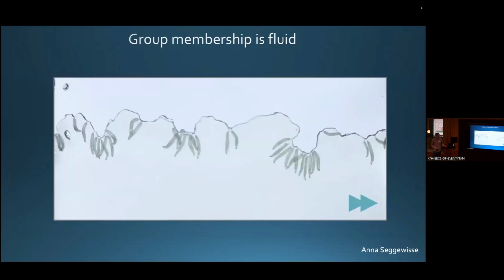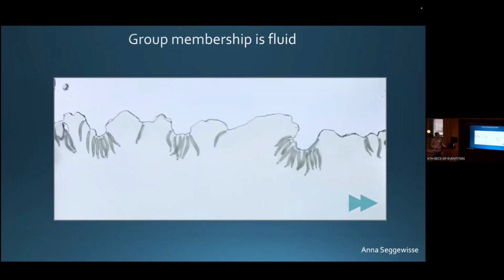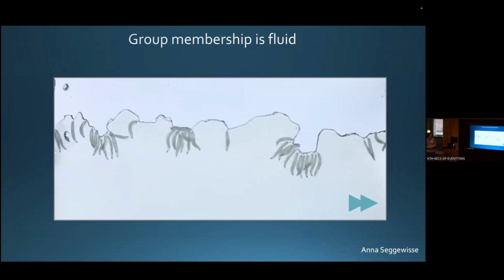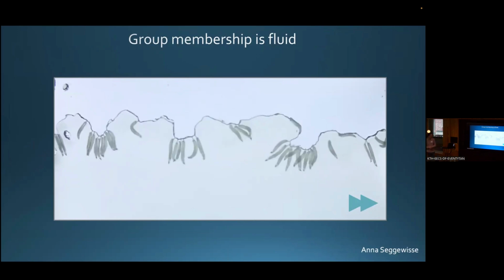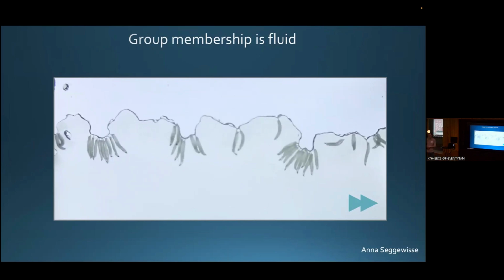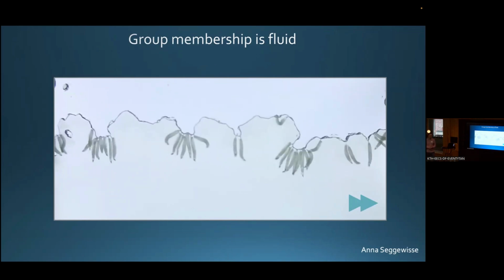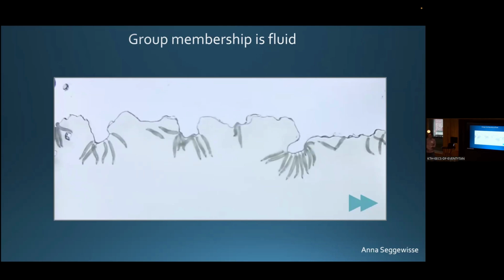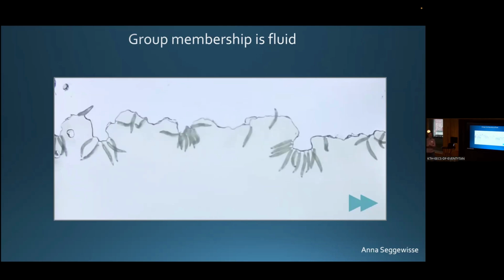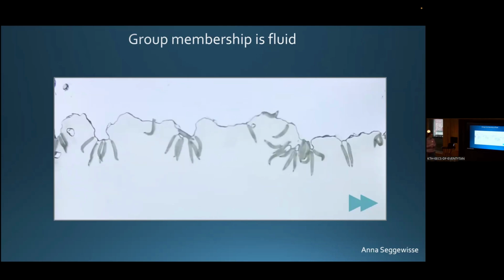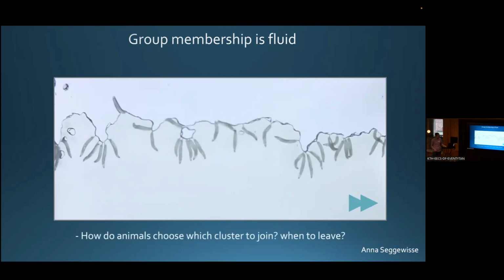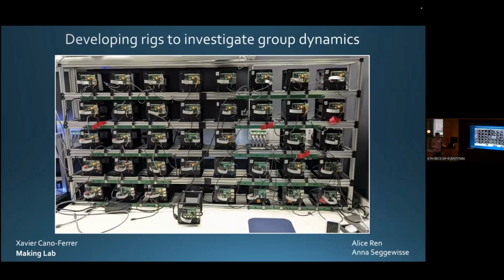And this is great, if you fast forward these videos, you can really see loads of dynamics between these groups. So we're really interested in how the animals are deciding which group to join, when to leave. Our running hypothesis is that each animal is making a cost-benefit decision about each group, whether they're putting in more effort than they're getting out of it, and that makes them choose to leave or stay. So these are the questions we're interested in.